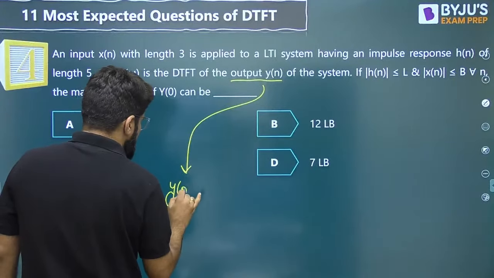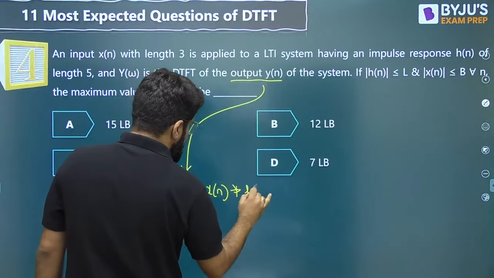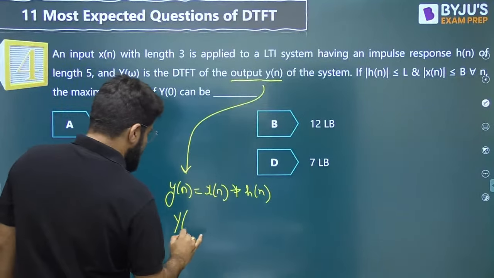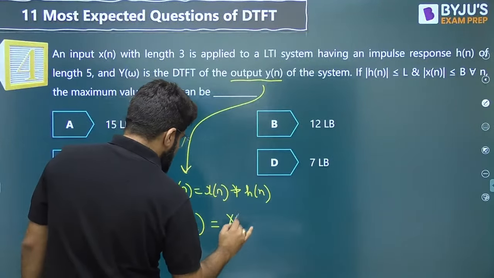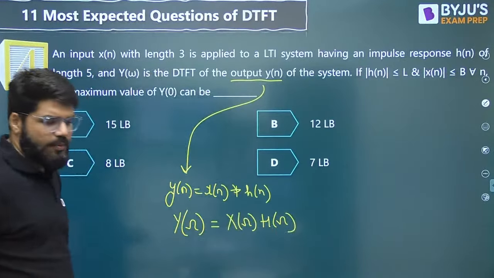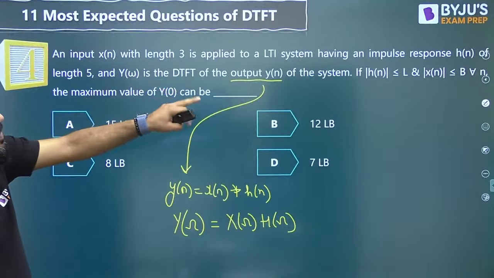How do you determine the output of any LTI system? It is the input x[n] convolved with the impulse response h[n]. So what should be the DTFT? The DTFT Y(ω) is X(ω) into H(ω). If there is convolution in the time domain, there is multiplication in the frequency domain. So X(ω) H(ω). Y(ω) is the DTFT of the output.